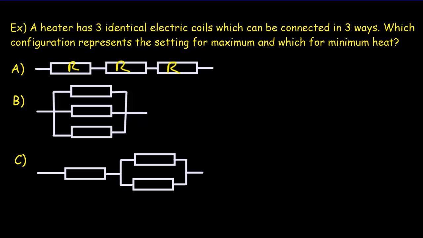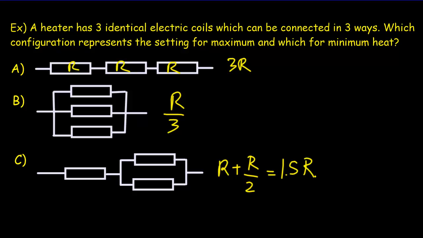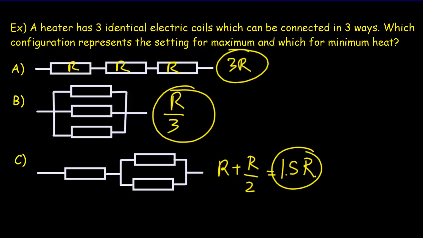And we've talked about equivalent resistance. The resistance of this first one would be 3 times R. The resistance of the second one would be R over 3. And the resistance of the third one would be R plus R over 2, or 1.5 R. So clearly, this one has the biggest resistance, this one has the smallest resistance, and this one's in between.